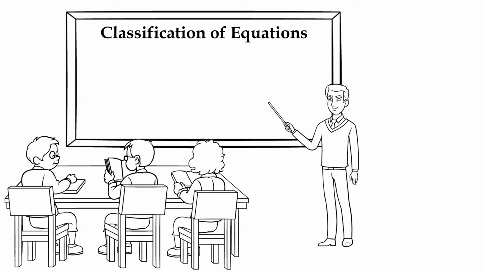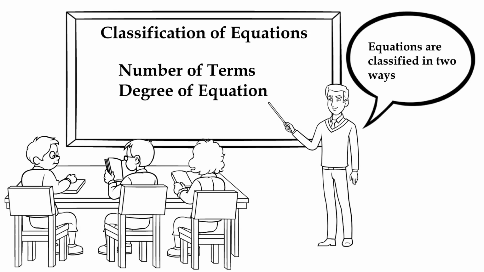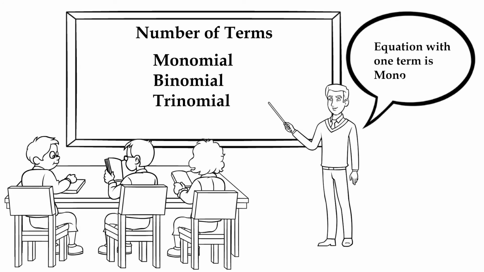The algebraic equations are classified in two different ways: based on the number of terms in the expression, and based on the degree of variables. If the algebraic equation has only one term, it is called a monomial equation. If there are two terms, it is called a binomial equation, and if there are three terms, it is called a trinomial equation. Whether it is a single, two, three, or multiple terms, it is generally called polynomial equations.